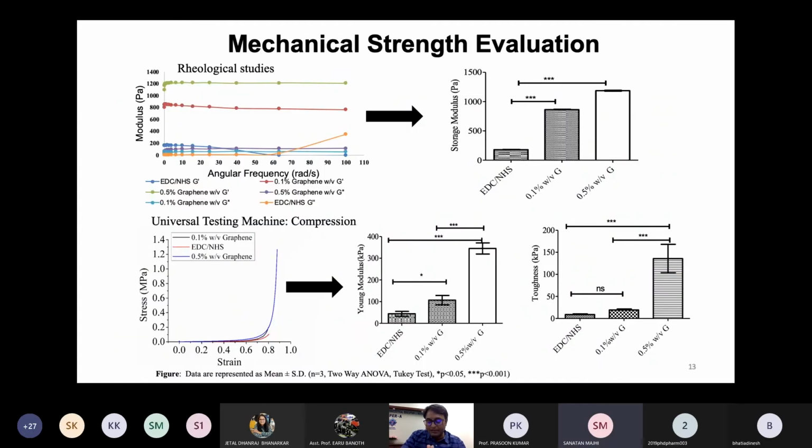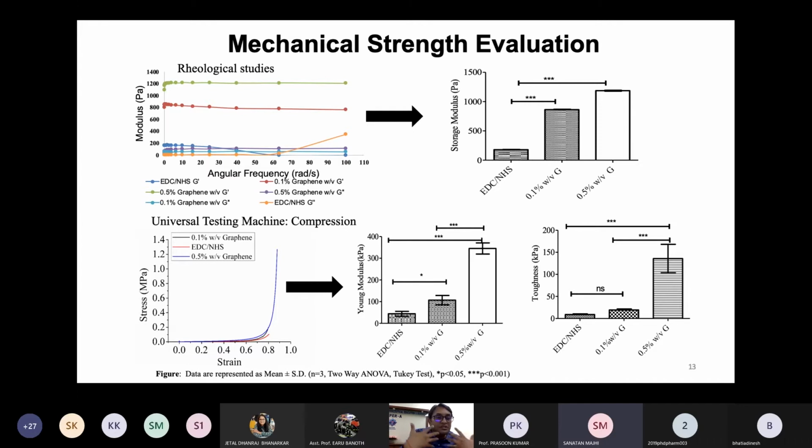With this, we've confirmed that the material has electric conductivity, and it has the sufficient porosity which is required. The next important thing is the mechanical strength. To start with, we have done the mechanical characterization by various methods. So we did the rheological studies, which talk about the modulus of the material at various angular frequencies. And here we again found the 0.5% graphene is showing a much better modulus, which means at various stresses the strain is adjustable and it can go to maximum strain.